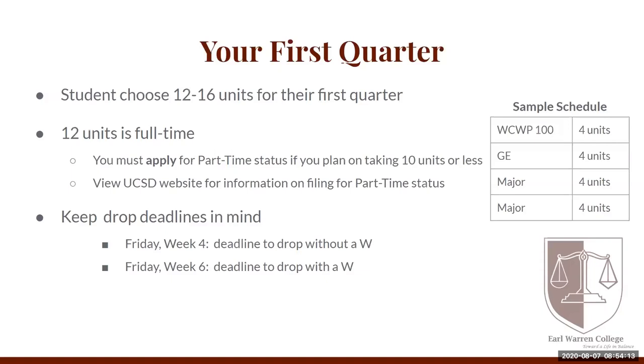Although students only need 12 units to be considered full-time, many students will take 16 units to comfortably meet their graduation requirements within the 2 years. It may also be a good idea to enroll in 16 units so that you have the option to drop one class and still be enrolled in 12 units. Students must drop courses by Friday, week 4, to avoid a W appearing on their transcript, or by Friday of week 6 to have the W on their transcript.